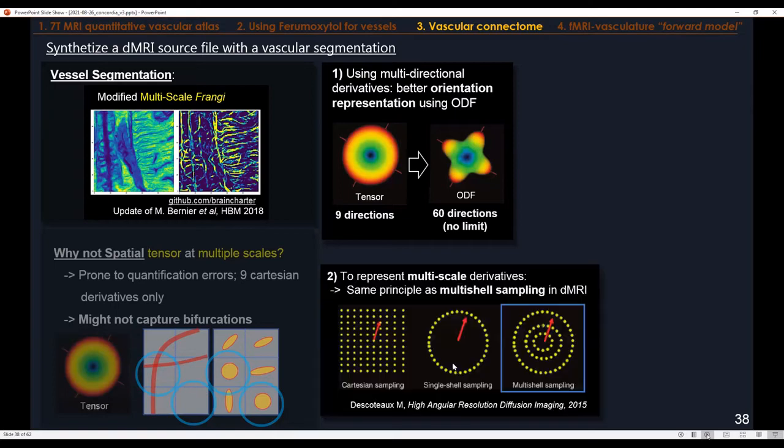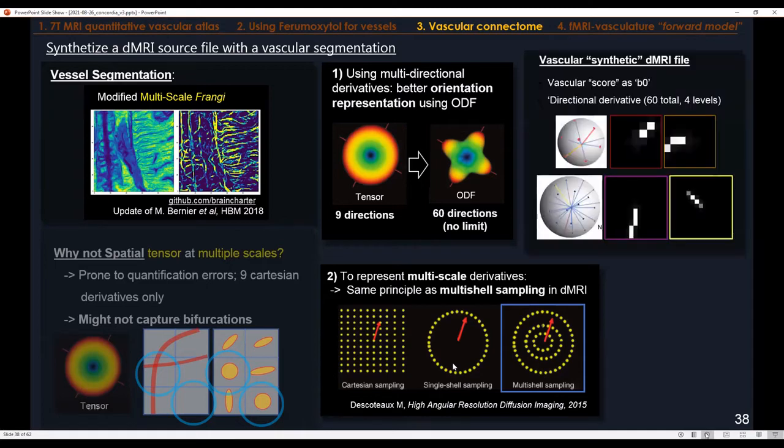An ODF is a local multi-direction representation of where the vessel can go. But computing this is not simple. You cannot use a cardinal derivative, so you need to do what we see at the top right: a line derivative. We model the line derivative following a sphere, based on what we see in multi-fiber sampling. Here we use different sizes of those spheres to capture the multiple sizes of the vessels.